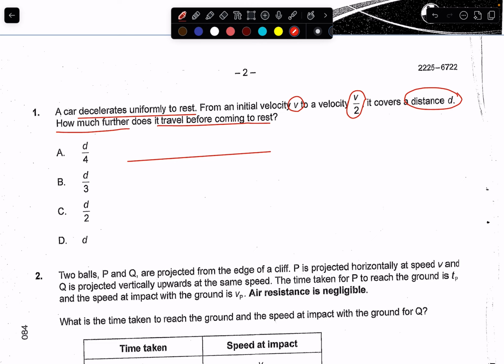Okay, so let's imagine a road like this. So our car is here. It decelerates uniformly to rest. So when it's ultimately here, the final velocity is going to be 0. Its initial velocity is v, and then it travels a distance d, and its final velocity when it covers the distance d is v over 2. How much further does it travel before coming to rest?